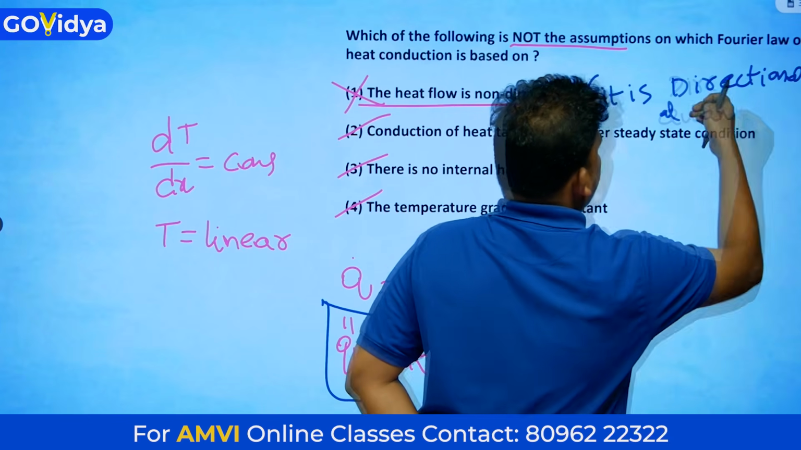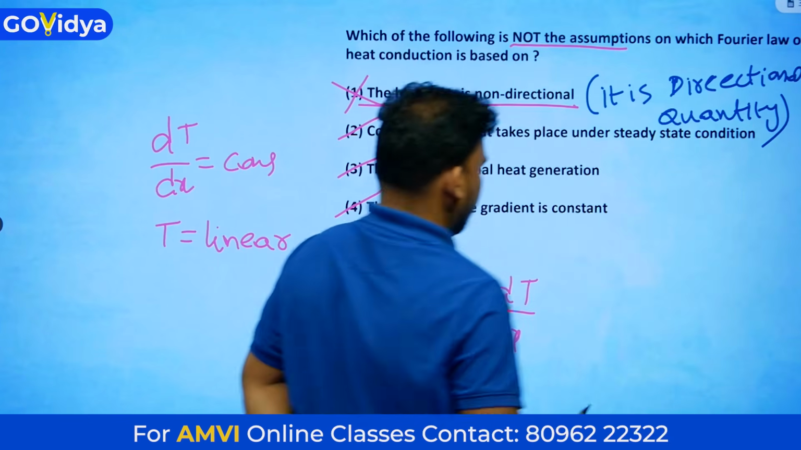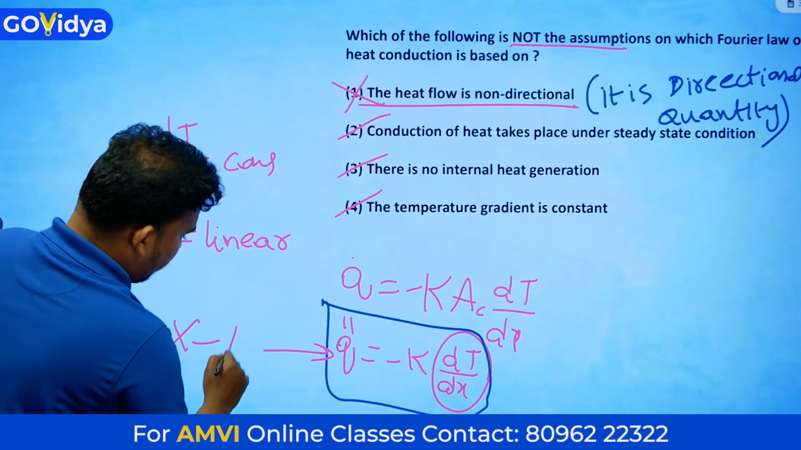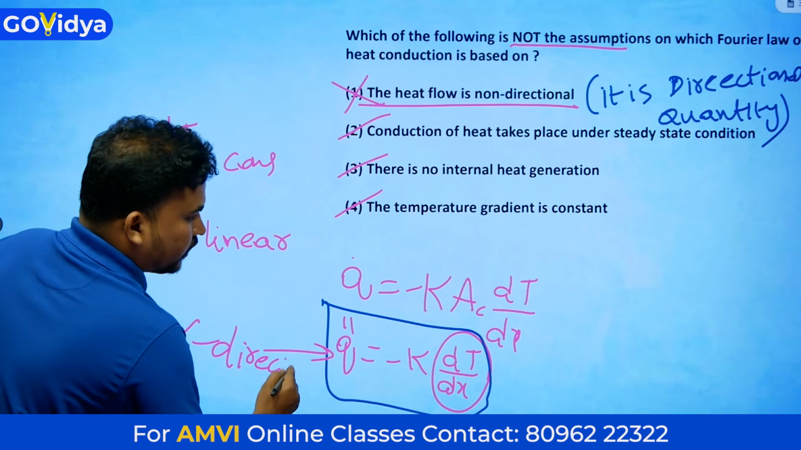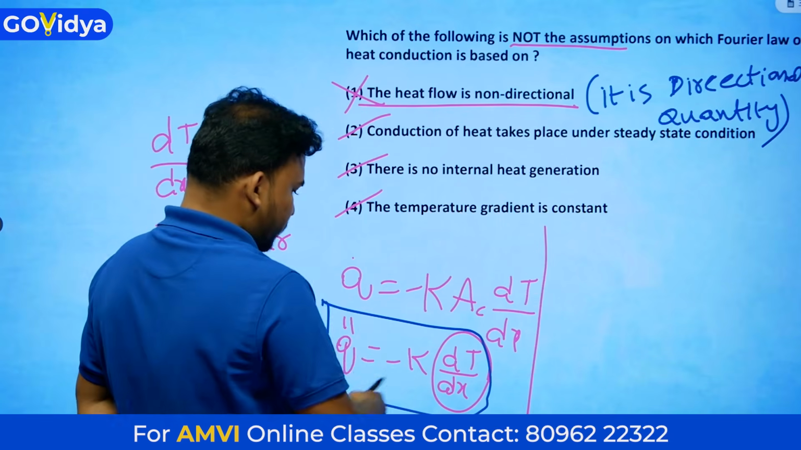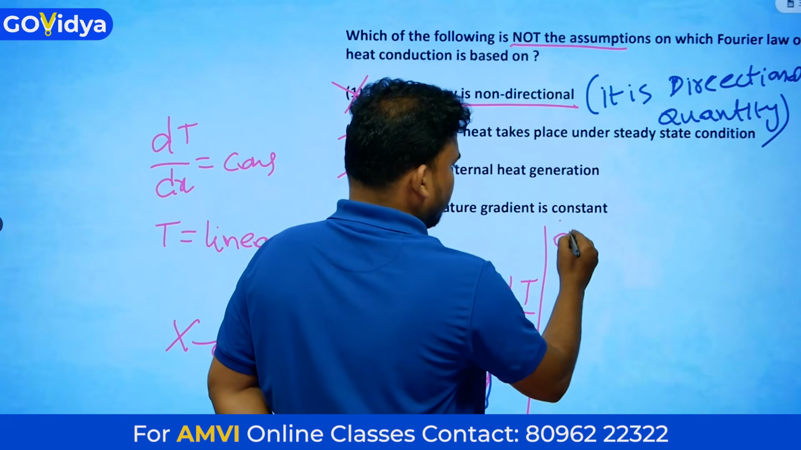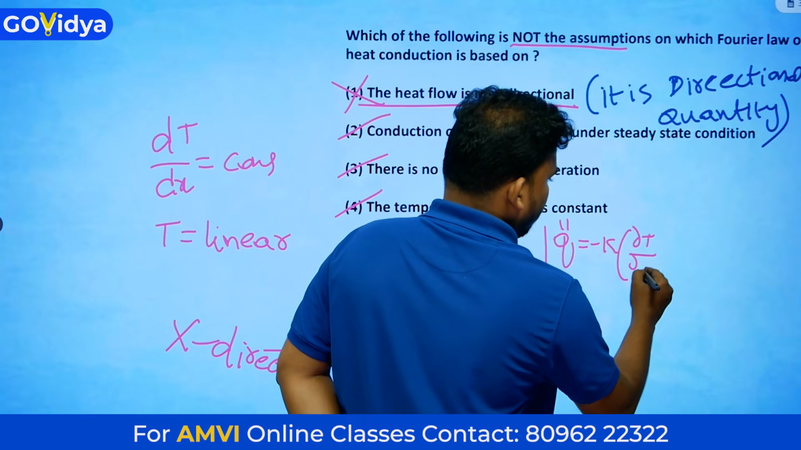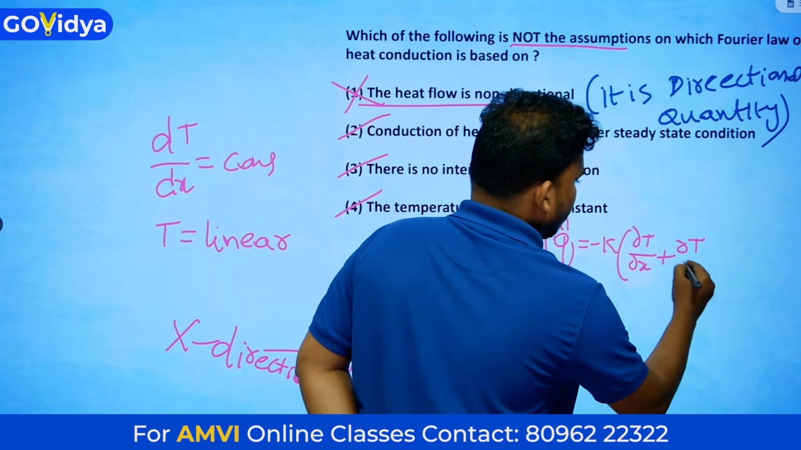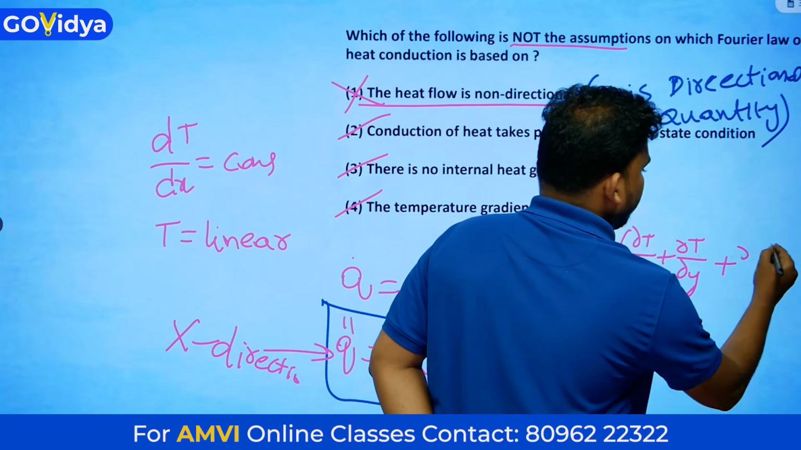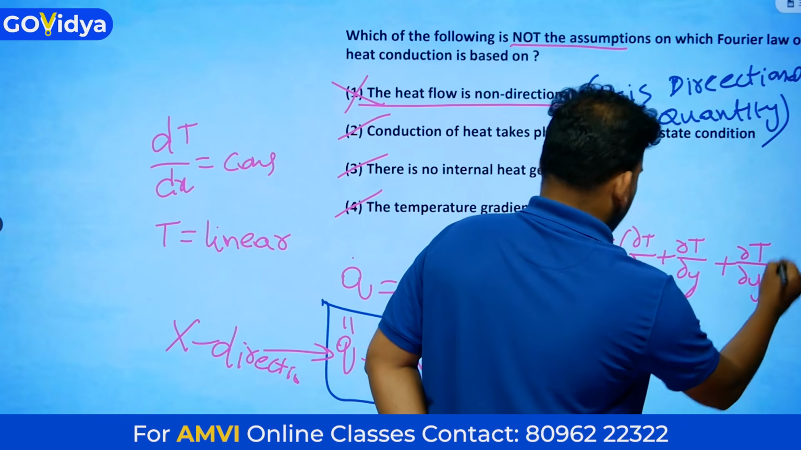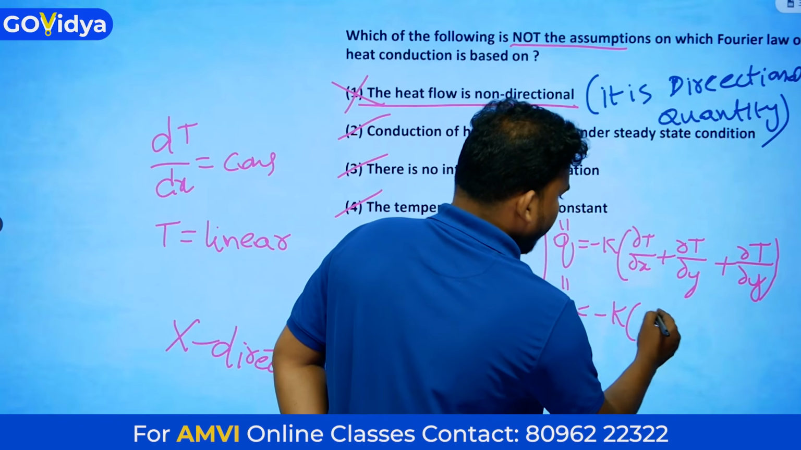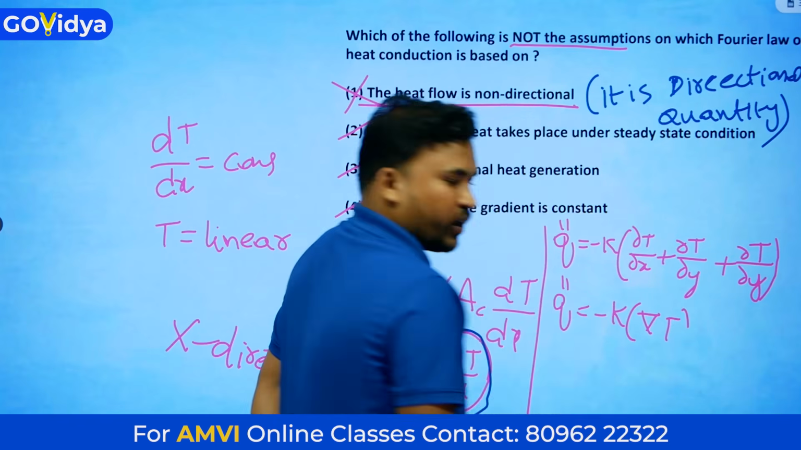Directional quantity. Okay, it is a directional quantity. Why? Because see, it is for the x direction, right? In the x direction, it is the Fourier law of heat conduction. Correct, right? If I take all directions, I will get minus k times dou T by dou x plus dou T by dou y plus dou T by dou z, right? In all directions. So I can write heat flux as minus k times grad of T, temperature, right? I can write like this, right?